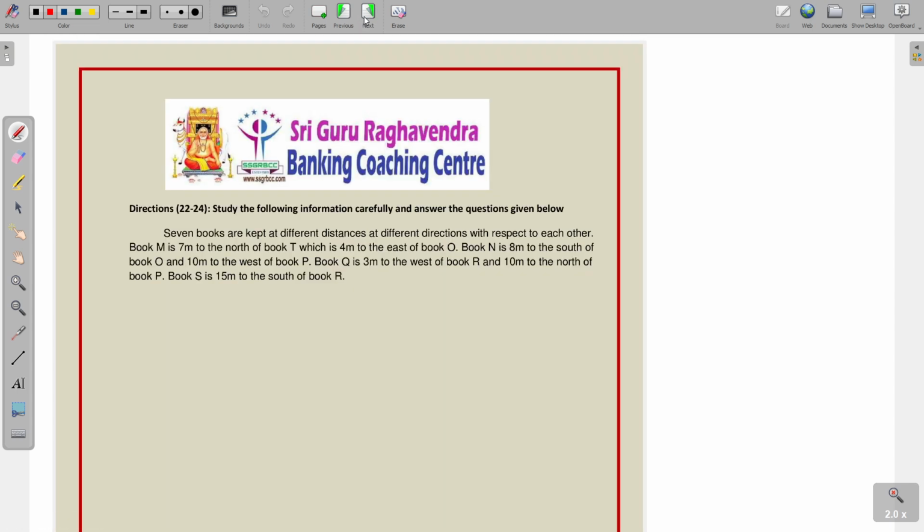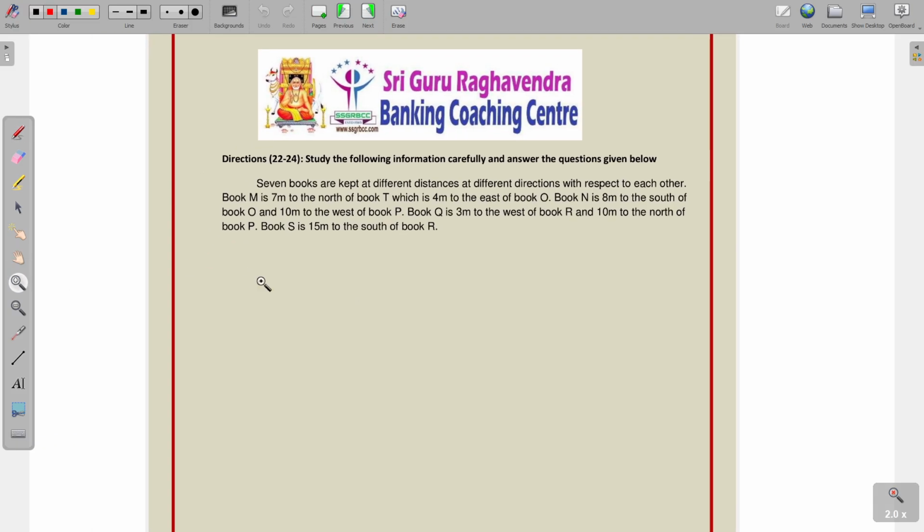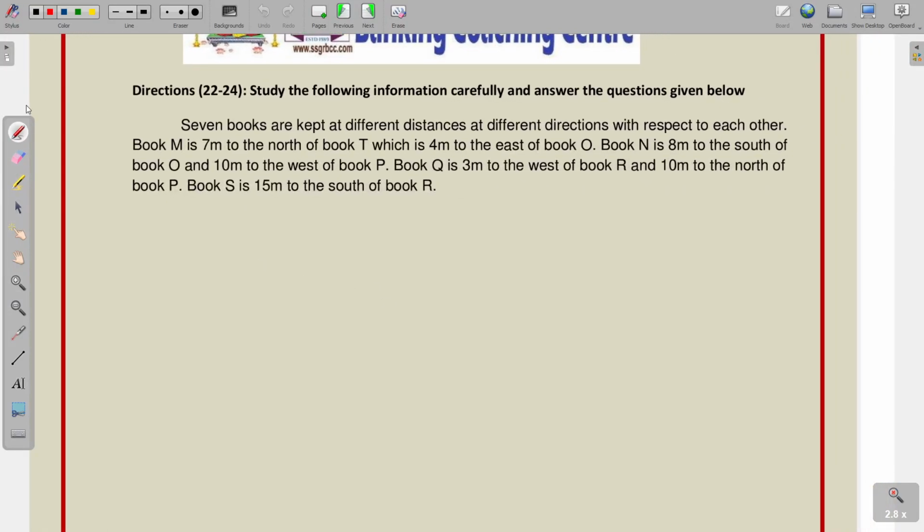22 to 24. The first one is a directions-based question. Seven books are kept at different distances in different directions with respect to each other. Book M is 7 meters to the north of book T, which is 4 meters to the east of book O. So if T is placed here, M is north of T, 7 meters, and T is 4 meters to the east of O.